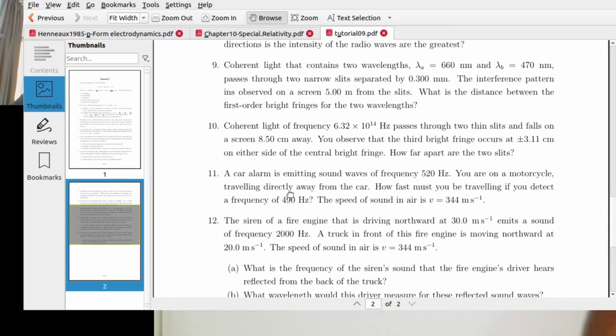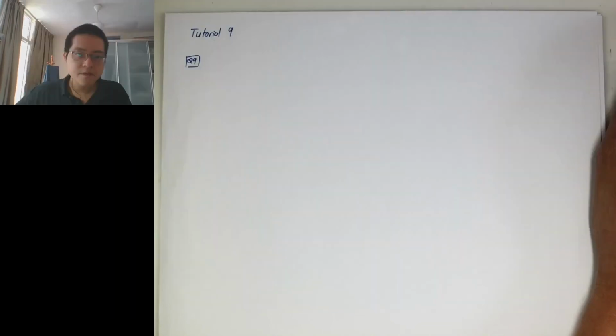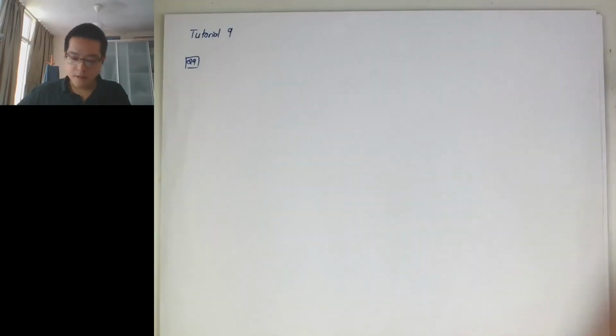So let's talk about this type of problem. Coherent light contains two wavelengths. This much lambda and this much lambda passes through two slits separated by this distance. So the interference pattern is on the screen that is 5 meters away. What's the distance between the first order of this light and this light? So just need to calculate them separately. So this one should be pretty straightforward, right?